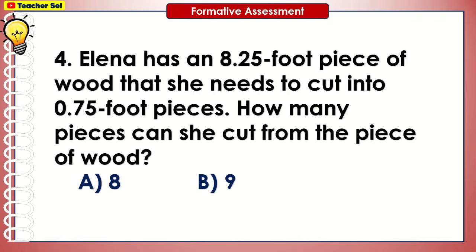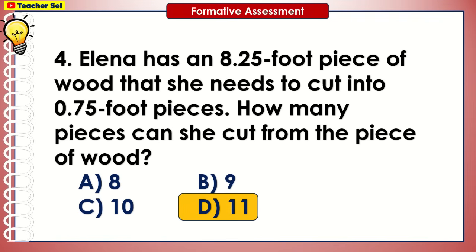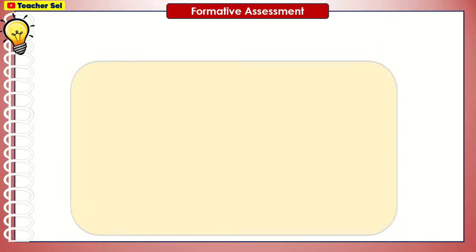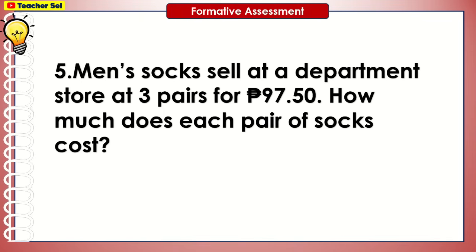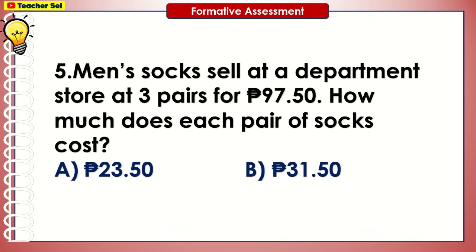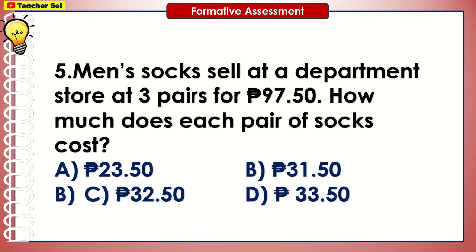Elena has an 8.25-foot piece of wood that she needs to cut into 0.75-foot pieces. How many pieces can she cut from the piece of wood? A 8, B 9, C 10, D 11. The answer is D, 11. Men's socks sell at a department store at 3 pairs for 97 pesos and 50 centavos. How much does each pair of socks cost? The answer is B, 31 pesos and 50 centavos.